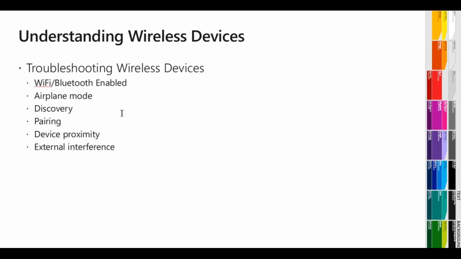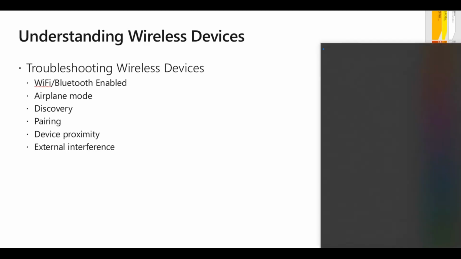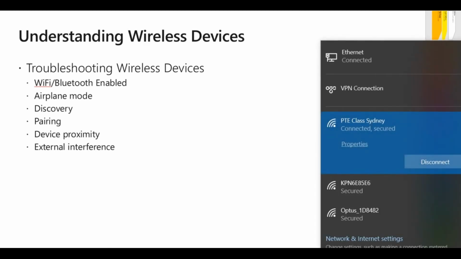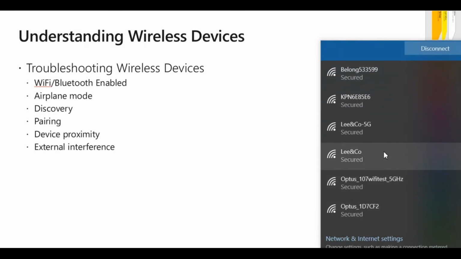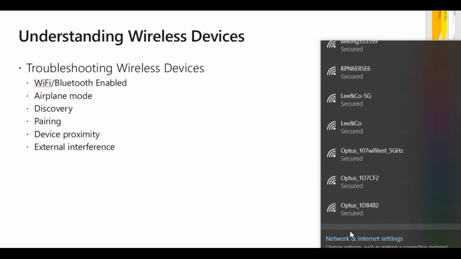So troubleshooting wireless devices: Wi-Fi, Bluetooth enabled, airplane mode, discovery, pairing, device proximity, external interface. Wireless devices are mostly related to our Wi-Fi connections. I'm connected with the wired connection, and it's connected to that network, but you can see the other wireless networks. You can connect to any network if you know the password.